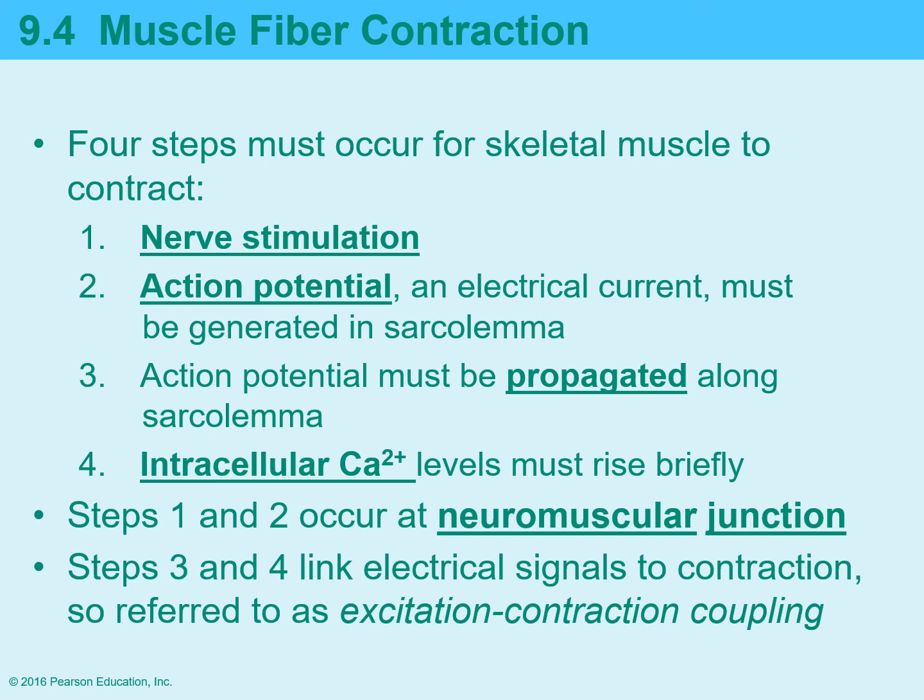And then you have to have levels of calcium inside the cell. They have to rise because that's going to trigger the contraction. So these 4 steps have to occur in a certain order before you ever even get to contraction. So steps 1 and 2, that nerve stimulation and the action potential being generated, occur at the neuromuscular junction, where the nerve and the muscle come together. Steps 3 and 4 occur afterwards, and are referred to as excitation-contraction coupling. You have to receive that nerve stimulation to excite the muscle so that then it can contract.